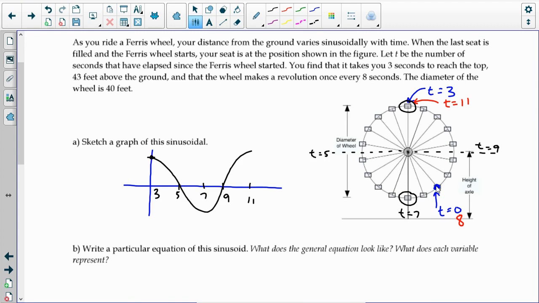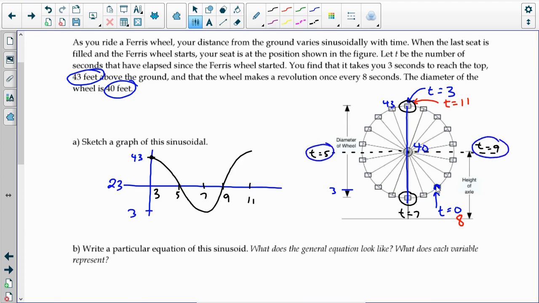If I read the rest of the problem, I see that the highest point is 43 feet above the ground, and the diameter of the wheel is 40 feet. So if that's 43 and the whole diameter is 40, that means the bottom height is 3 feet above the ground, which means I'm 23 feet above the ground when I'm at one of these middle 2 points.